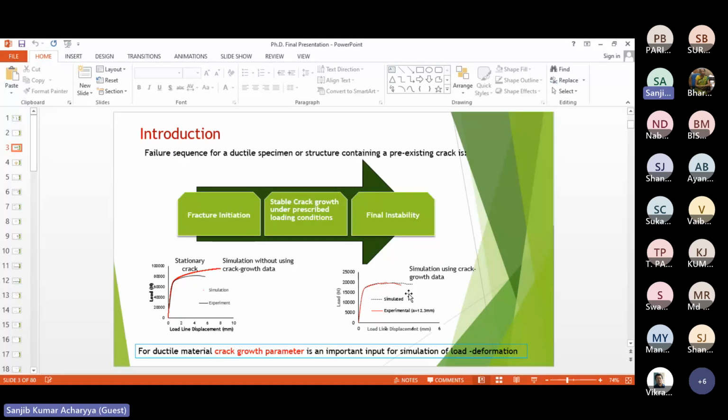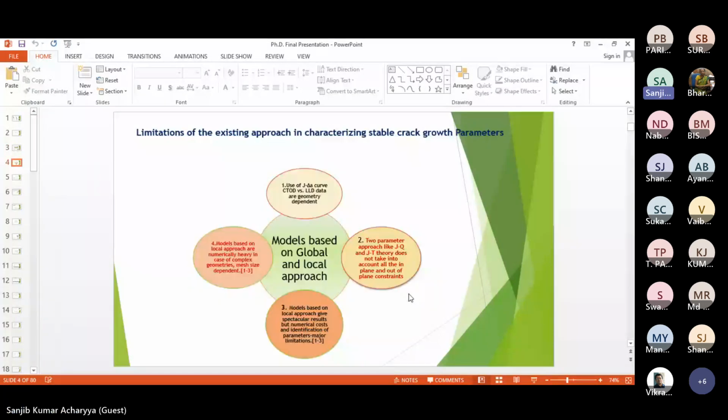So here what I can conclude is that to simulate the real phenomena in ductile material, we must give some crack growth data as input along with the elastoplastic material property. Here remains the importance of a crack growth parameter. So a crack growth parameter is an important material input for simulation of load deformation in the case of ductile material. And the existing crack growth parameters which are popularly used, the mostly used parameter, is the J-delta-a curve, you know, the JR curve.